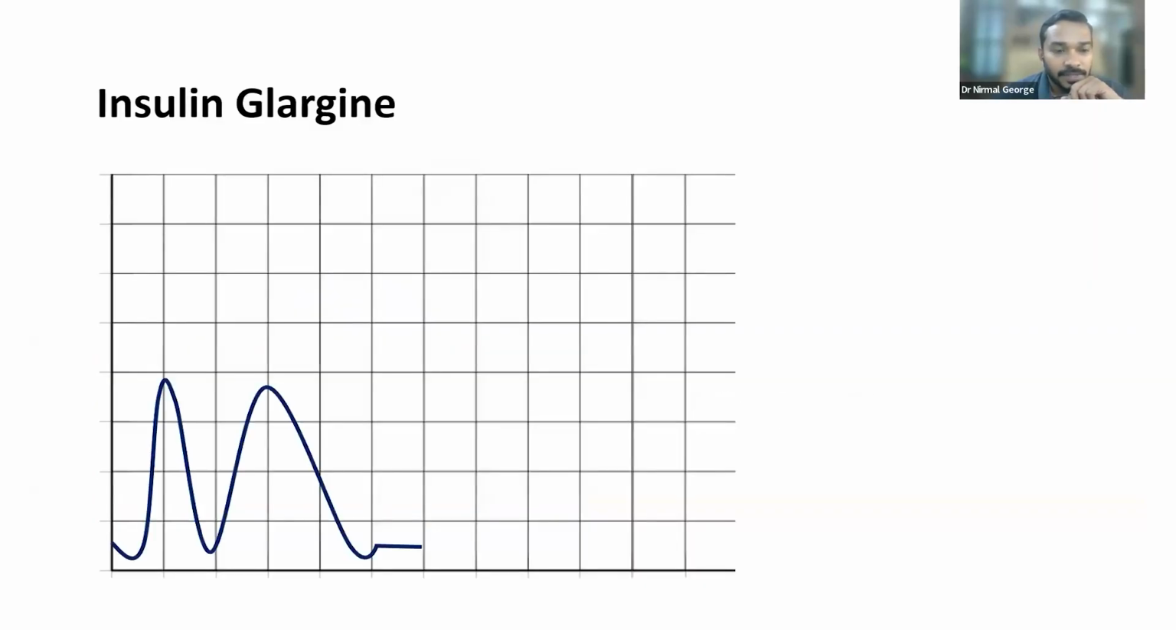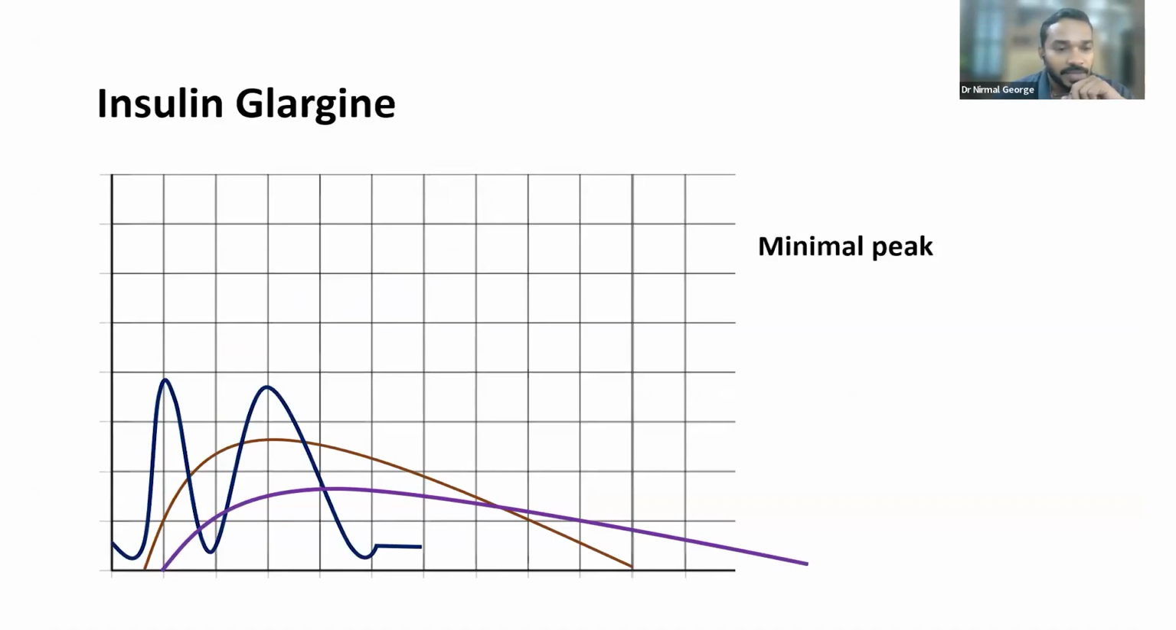So if this is the physiologic insulin secretion, and if this is the plasma concentration of NPH insulin following injection, this would be the plasma concentration of insulin glargine. You can see that the peak concentration of insulin is lower in insulin glargine. When there is a peak, there is a higher chance of hypoglycemia. So there is minimal peak, so chances of hypoglycemia are rare. And since it is very long acting, it can be given any time of the day.